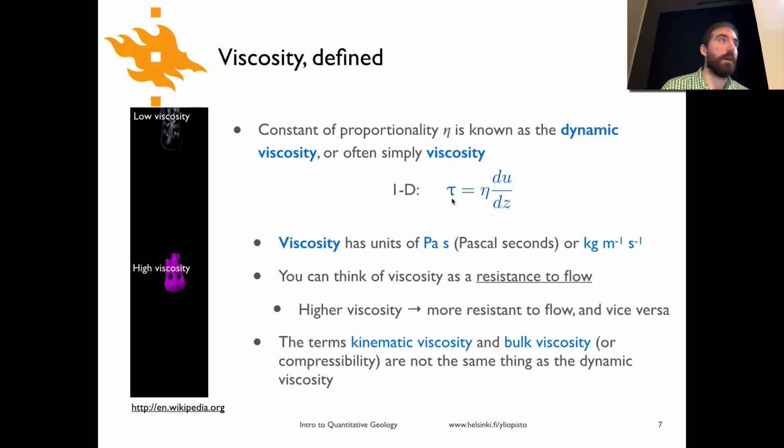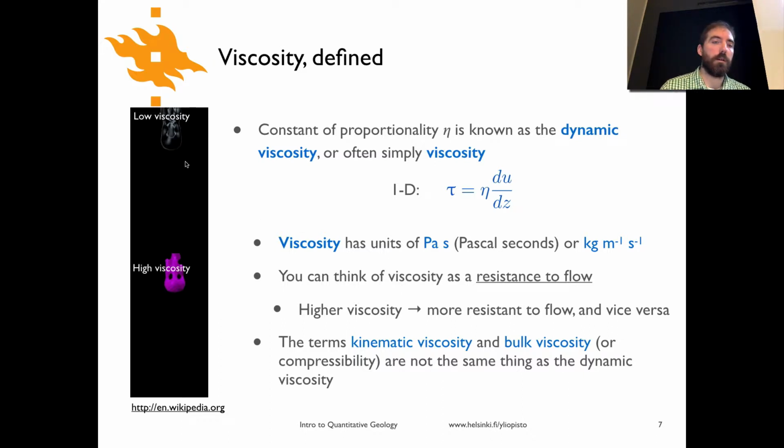We've got stress that's in pascals. We've got a strain rate, which is going to be in per second. And so if you want to get pascals equal to pascals, then you need to have units of Pascal seconds for viscosity. But the key thing is to think about viscosity like a resistance to flow. So the higher the viscosity is, the more resistant it is to flowing.